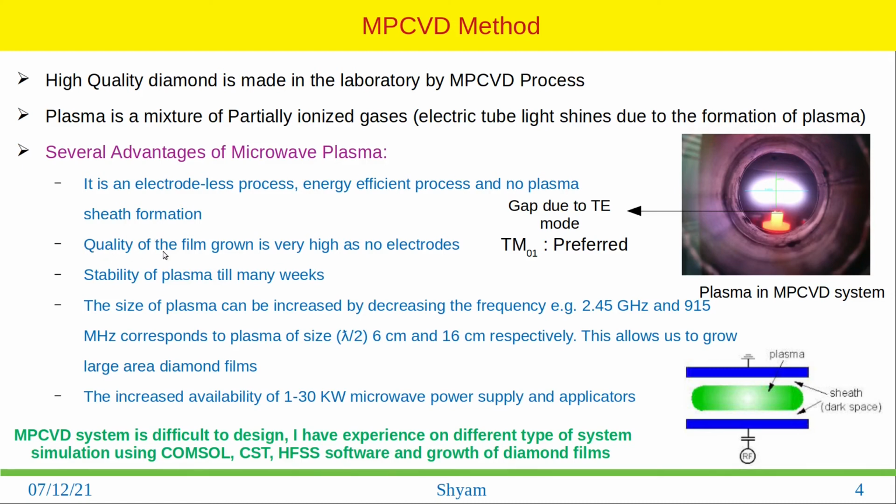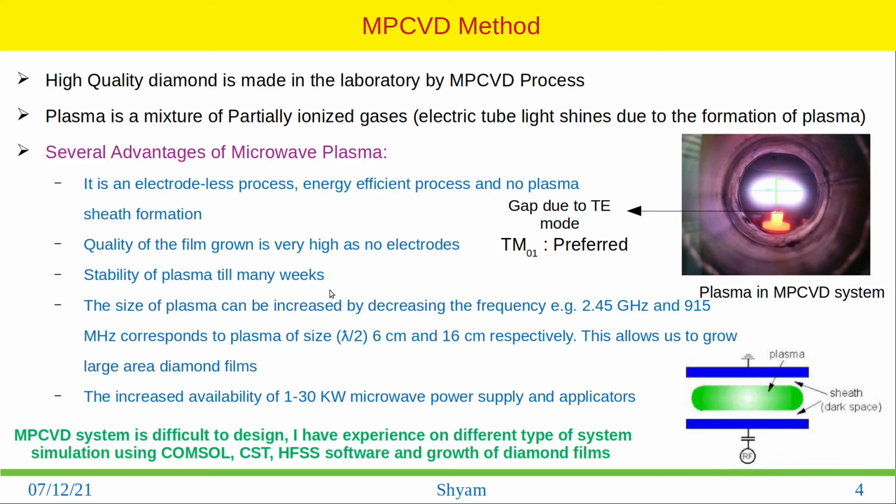And the next thing is that the quality of the film is very high. In other processes you have electrodes, and because you are heating the electrode, if you want to grow something in this environment, we have impurities from the electrodes. But here we don't have any electrodes, so we don't have the impurities of electrodes. So the film quality grown is very high.